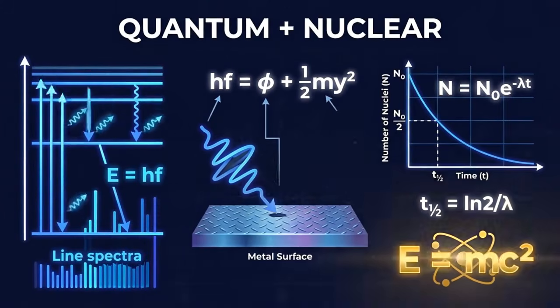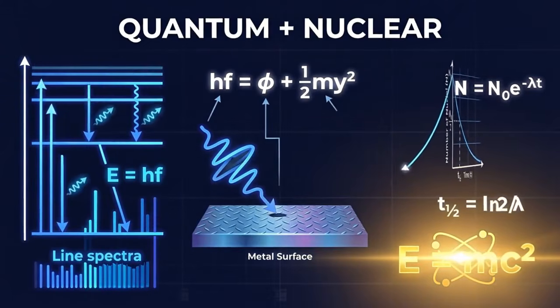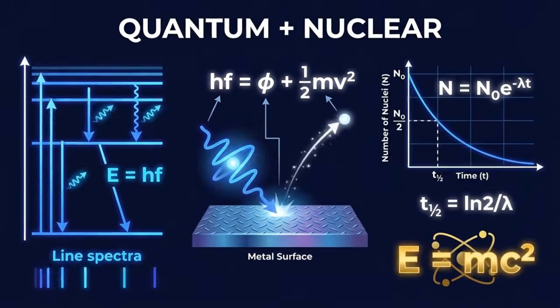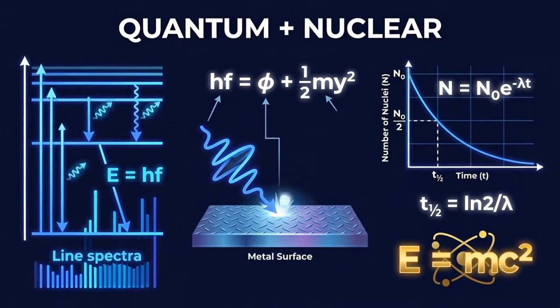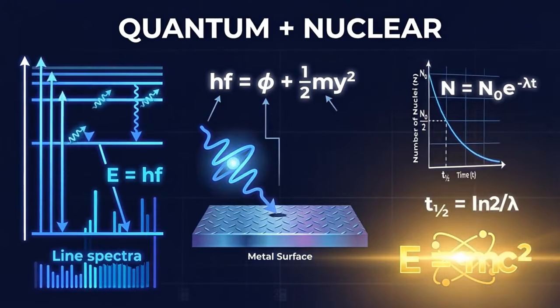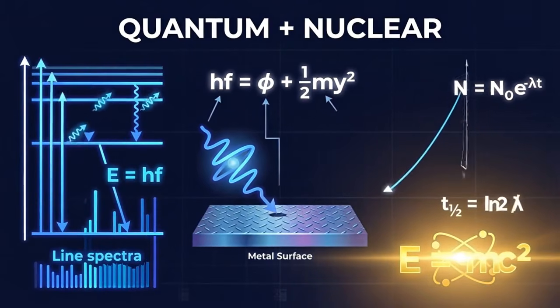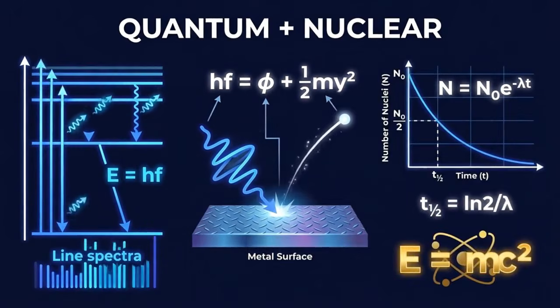Above threshold, hf equals phi plus a half mv squared. The leftover energy becomes kinetic energy of the emitted electron. For de Broglie, every particle has a wavelength lambda equals h over momentum. The smaller the momentum, the larger the wavelength.